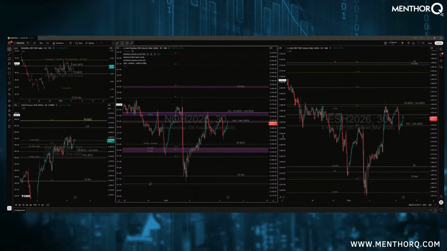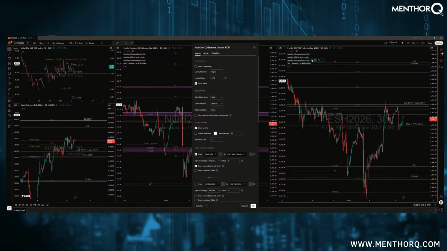We will do the same now with the ES, and it's the same principle. What I have here: ES futures gamma levels. In the middle, I have my blind spots, and on the left side, I have my SPX gamma levels.